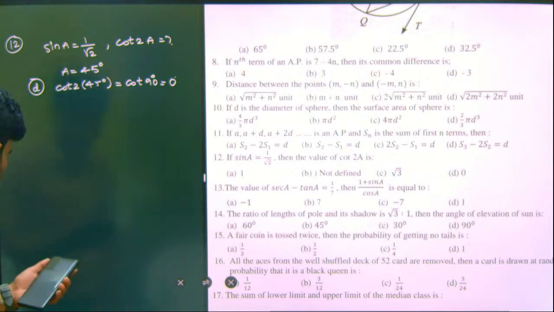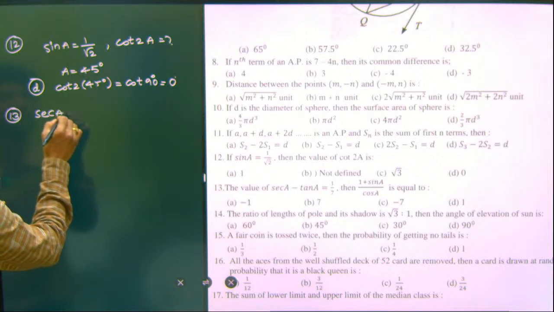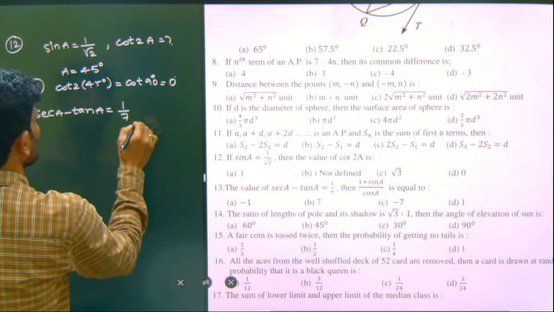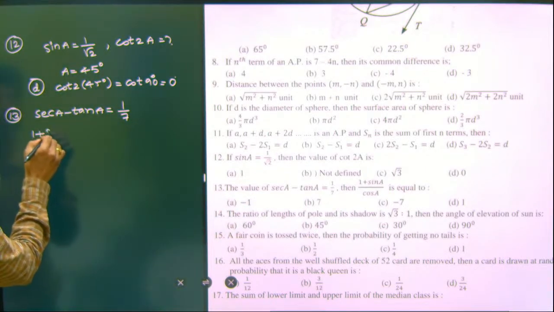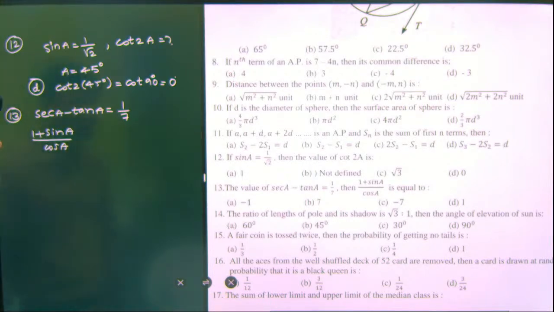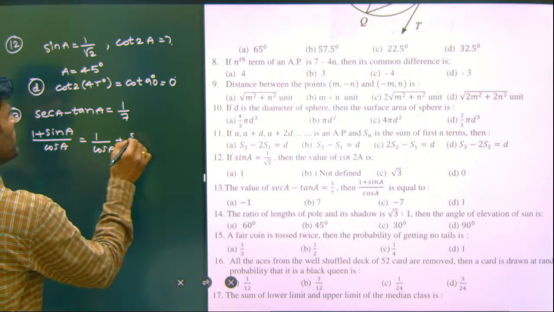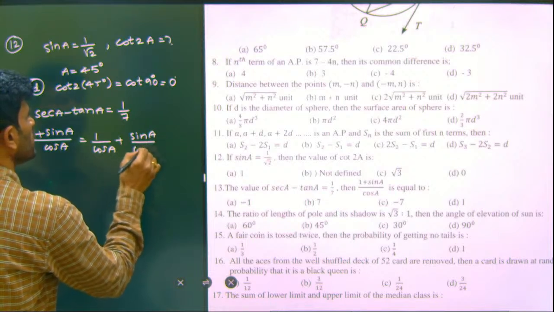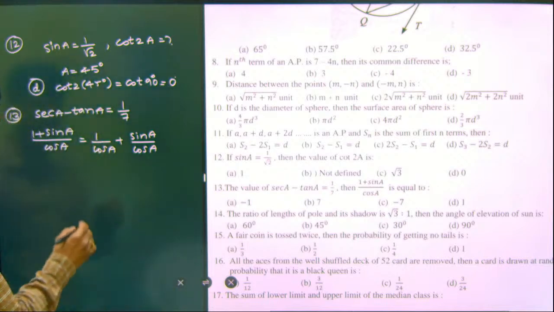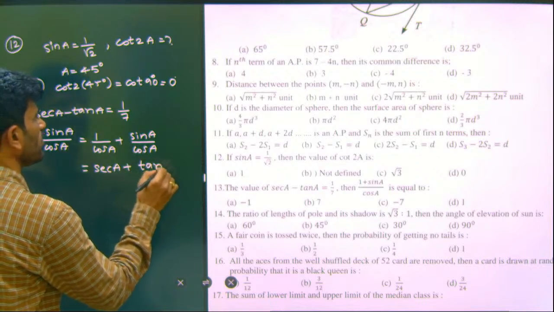Question number 13, again trigonometry. Secant A minus tan A is given as 1 by 7. They are asking the value of 1 plus sin A by cos A. Do not confuse. Just try to simplify this value. This is 1 by cos A plus sin A by cos A. Hope you understood this step. Now what is 1 by cos A? 1 by cos A is secant A, plus sin A by cos A is tan A.